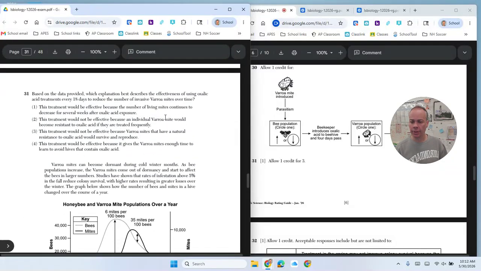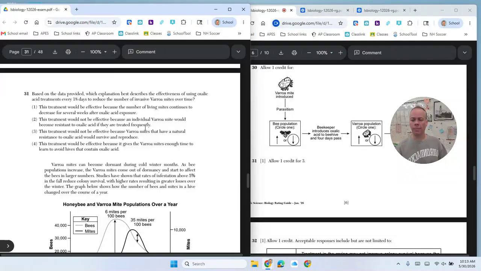2: The treatment would not be effective because an individual mite would become resistant if they were treated frequently. This gets to a common misconception, right? An individual mite isn't going to become resistant after it's exposed to this chemical. It either is born resistant or not. And so this is a common misconception of how natural selection works. So this is wrong. Individuals don't develop resistance or change their traits because there's some pressure. It just has to be a natural variation in the population.